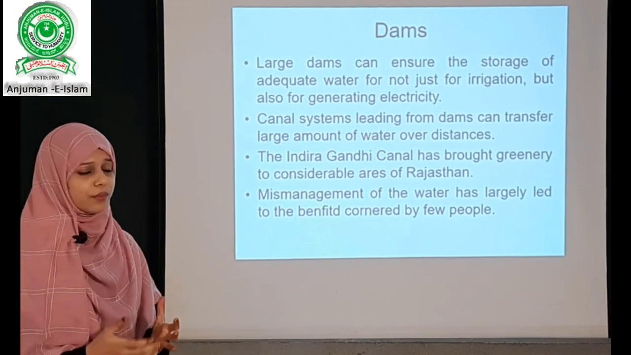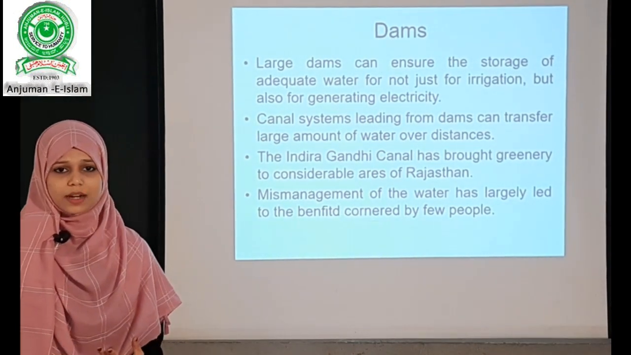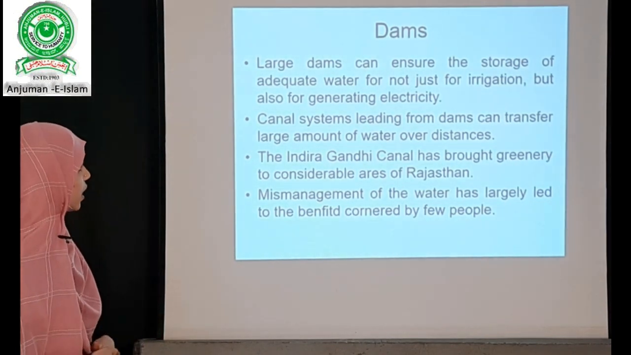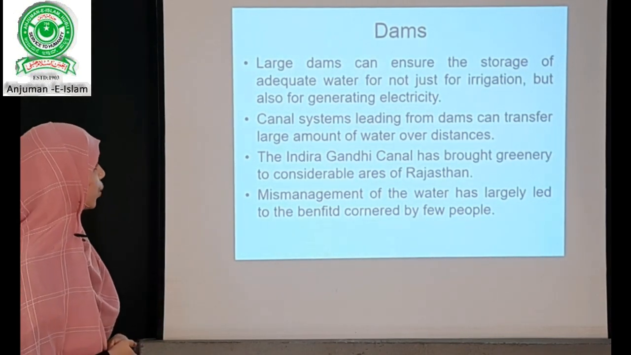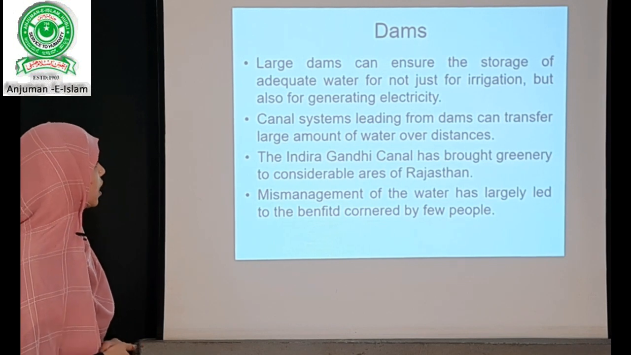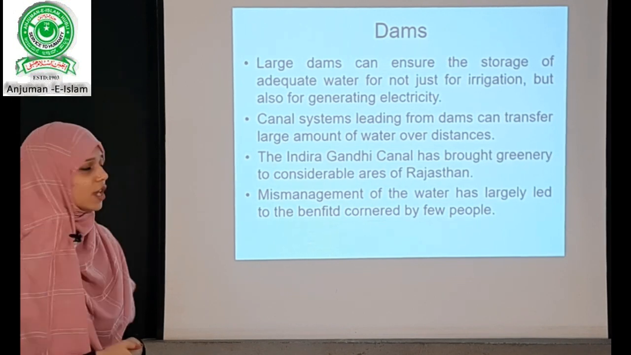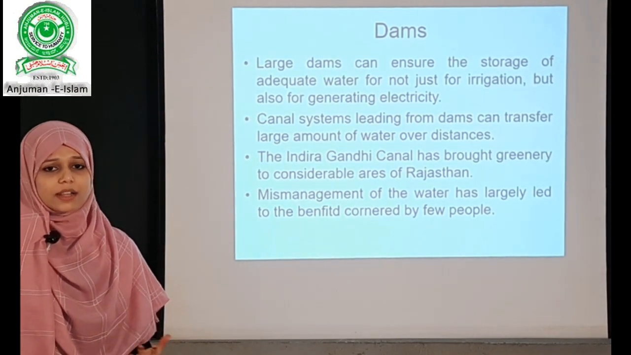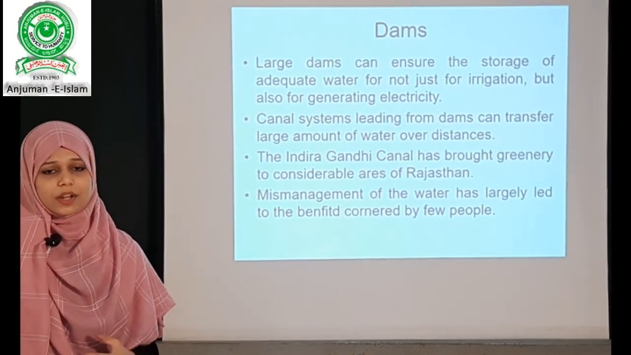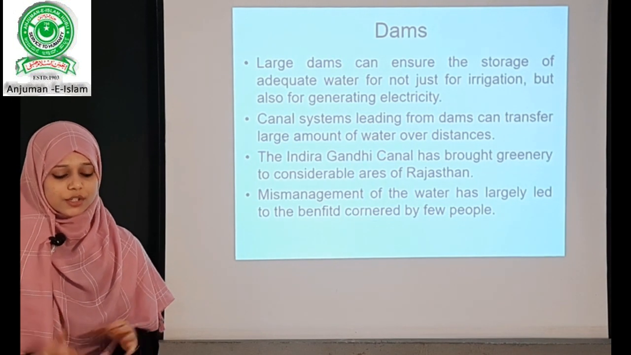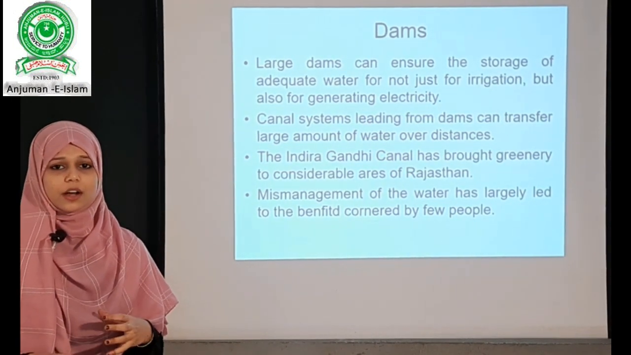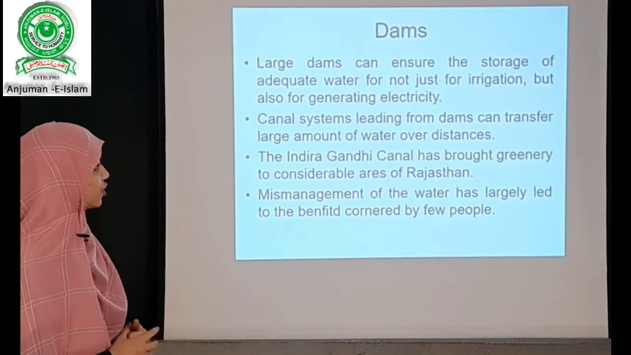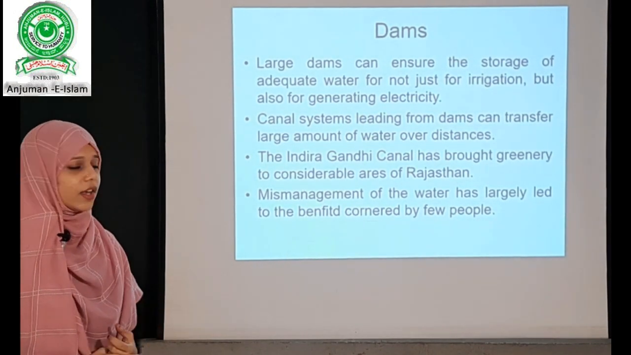So as now we know about the forest, we know about the wildlife, how we can conserve them, how we can use them, and now it is about the dams. So large dams can ensure the storage of adequate water not just for irrigation but also for generation of electricity. So the large dams are built by the government so that they can be used for irrigation as well as for the generation of electricity. So the hydropower plants which are used by the large dams, we can use that for generation of electricity and also for irrigation.